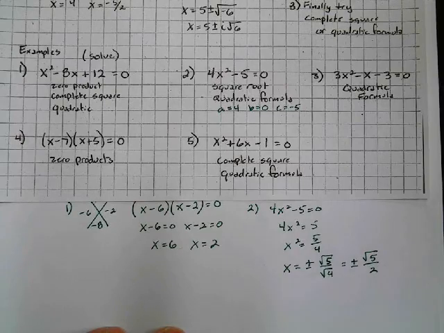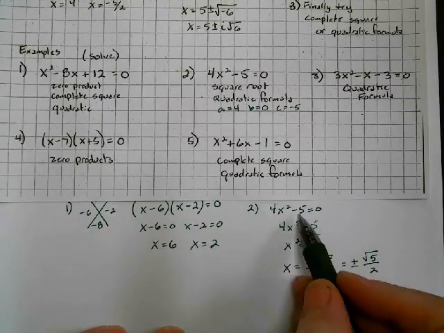So that is much faster than doing the quadratic formula. So if you're missing the bx term in standard form, you should probably use the square root method.